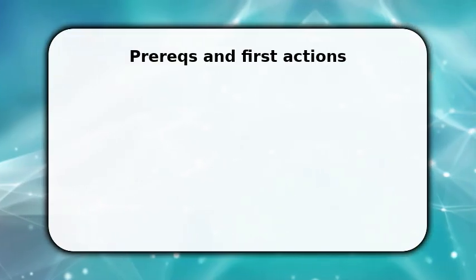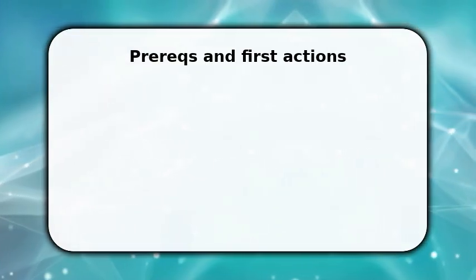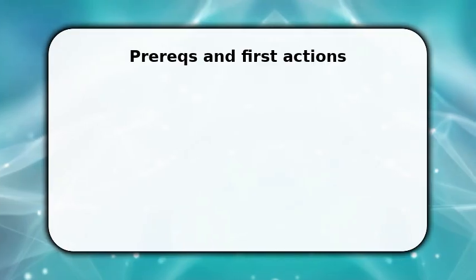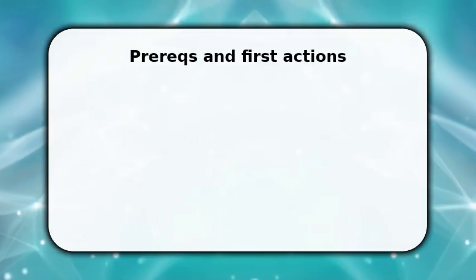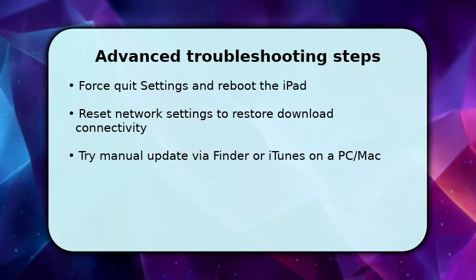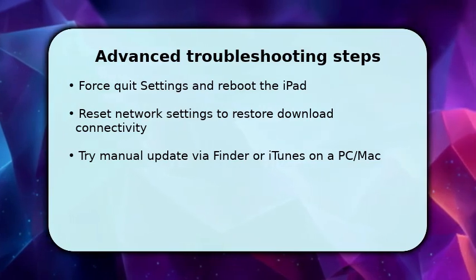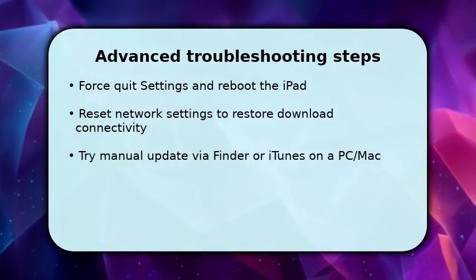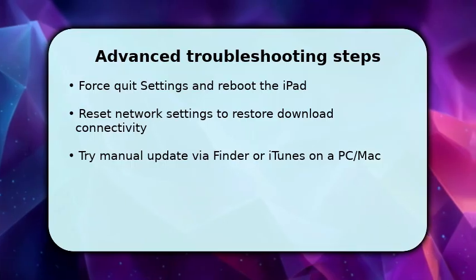While backing up, tap Settings > General > Software Update to attempt a fresh check. You're now ready to move into deeper fixes. If the update still stalls, force quit Settings and perform a reboot to clear transient errors. That often fixes hung downloads.